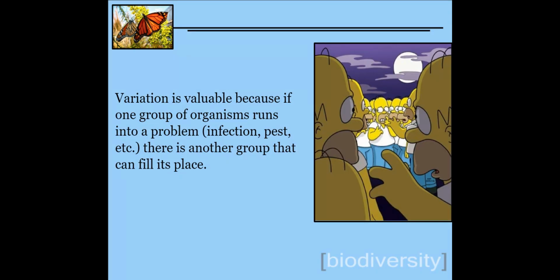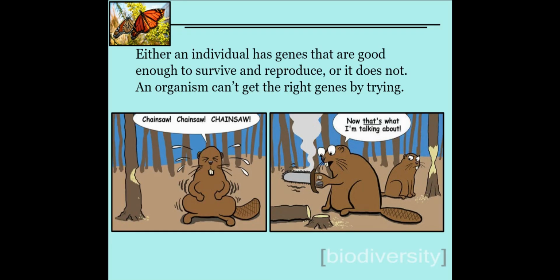So variation, again, is very important because if an animal runs into a problem, an infection, a pest, a pandemic, there are ways for them to survive. Variations can then get passed down to their offspring. So individuals have genes and they're there to help them survive and reproduce, and then they pass it on to their offspring. Now, what you have to understand is that as an individual, you can't change your genetics.